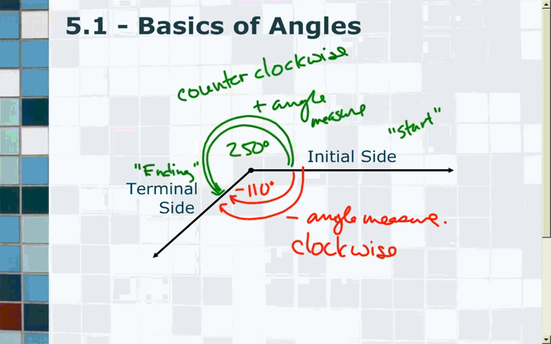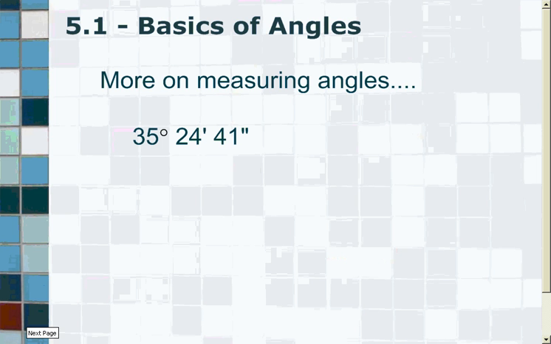Alrighty, moving on. Next on Angle Talk, we're going to talk about measuring angles. When we're measuring angles, this is the way you'll see latitude and longitude with angles: degrees, minutes, and seconds. So this is degrees. This is minutes. This is seconds.